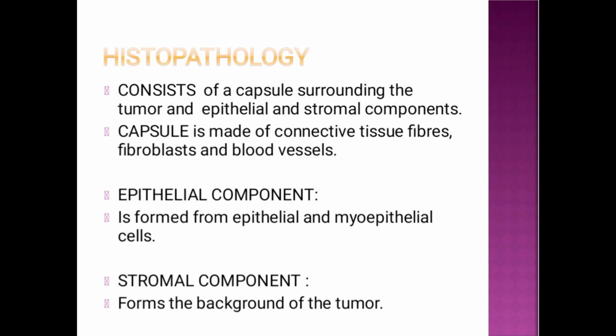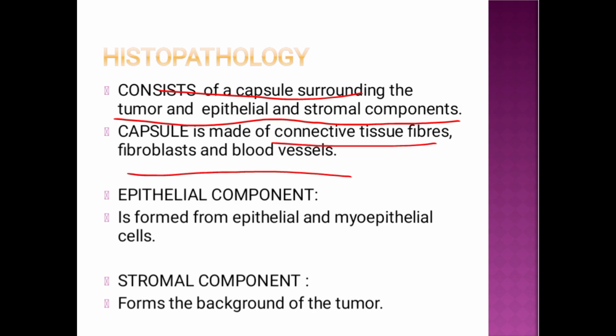Histopathology, a very important point. Okay, so number one, capsule. It consists of a capsule which surrounds the tumor, and the epithelial and stromal components. The capsule is basically made of connective tissue fibers, fibroblasts, and blood vessels. The epithelium has ductal epithelium, and then you have myoepithelial cells.